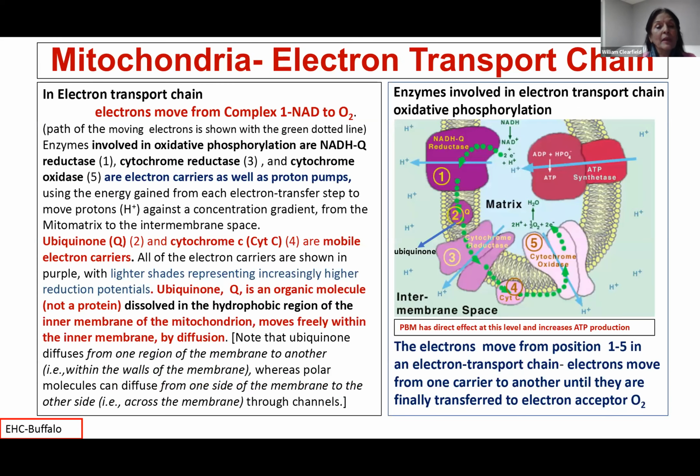Now, here you see the enzymes involved in oxidative phosphorylation, that electrons move from position 1, 2, 3, 4 to 5, and eventually are transferred to the final electron acceptor, the oxygen molecule, and ATP is released with the help of ATP synthase. So it is important to know that NADH is the beginning molecule, converted to NAD, and then mixed with ubiquinone or cytochrome C, which is an organic molecule, and it moves freely within the inner membrane of the mitochondria.